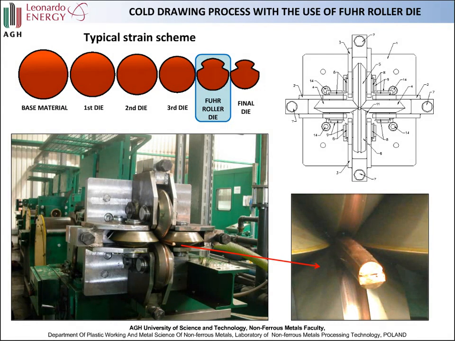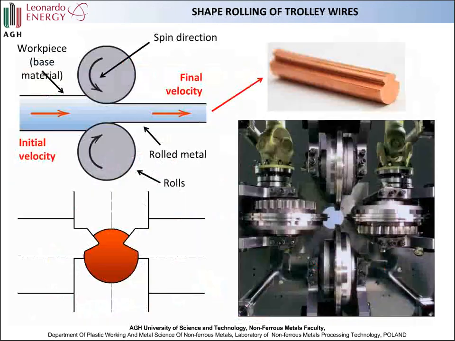And the last step is a final drawing system that enables us to obtain material with very good and very accurate geometrical dimensions. You can also obtain contact wires with the use of the rolling method, which is shown on the screen. For this process, we need 4 rolls, which are shaping the geometry of the wire.